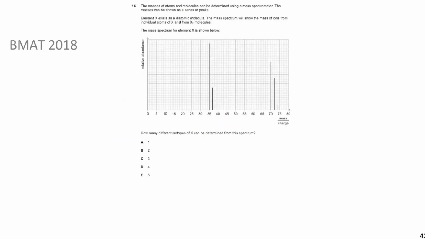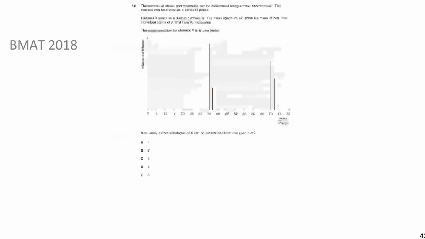Now, guys, we're going to move on to the next question, which is BMAT 2018, question 14. The mass of atoms and molecules can be determined using a mass spec. The masses can be shown as a series of peaks. Element X exists as a diatomic molecule. The mass spectrum will show the mass of ions formed from individual atoms of X and from X2 molecules. The mass spec for element X is shown below, and it asks how many different isotopes of X can be determined from this mass spectrum.